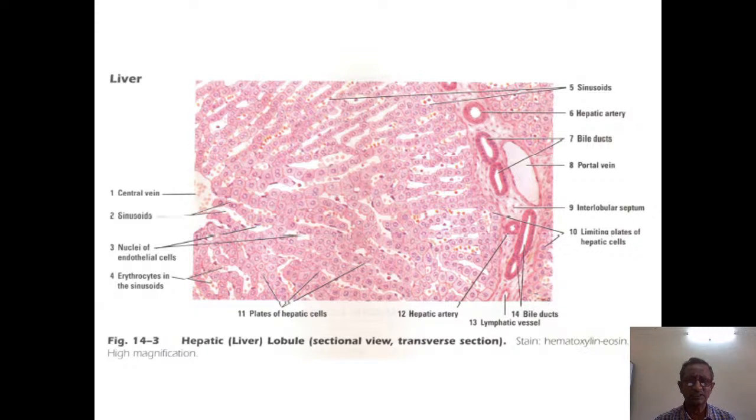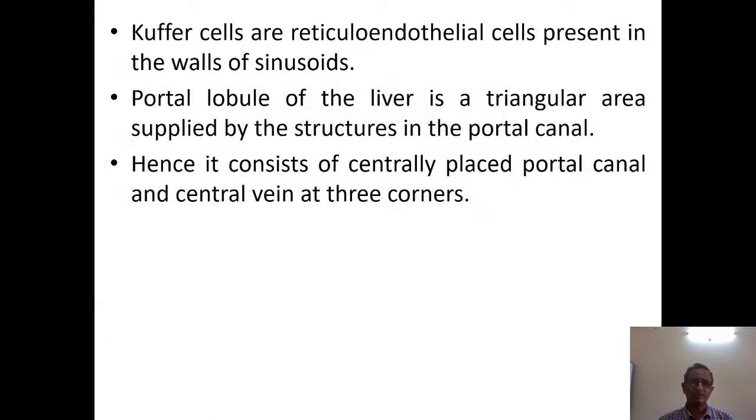Now here we are showing the hepatic laminae radiating from a central vein. This is the central vein. From here, the lamina are radiating, and each lamina has two rows of hepatic cells with biliary canaliculi in between. These biliary canaliculi will open into the bile duct of the portal triad present on the angles of the hexagonal shaped hepatic lobule. Then Kupffer cells or reticuloendothelial cells are present in the walls of the sinusoid.